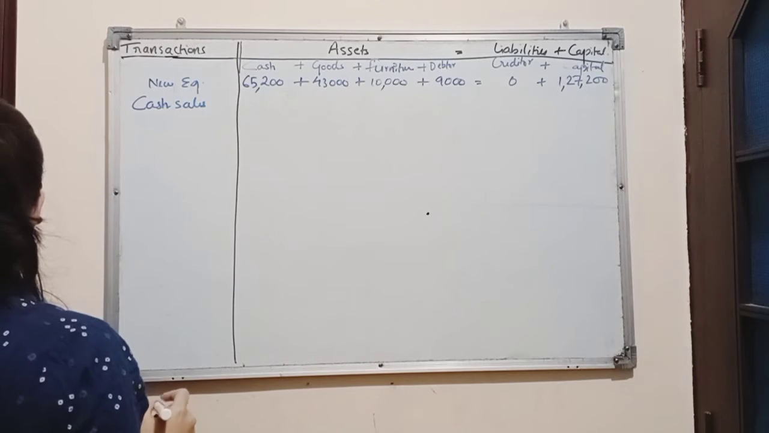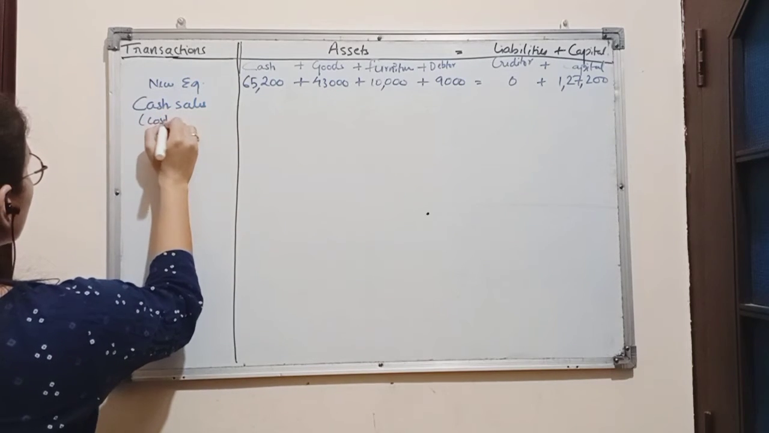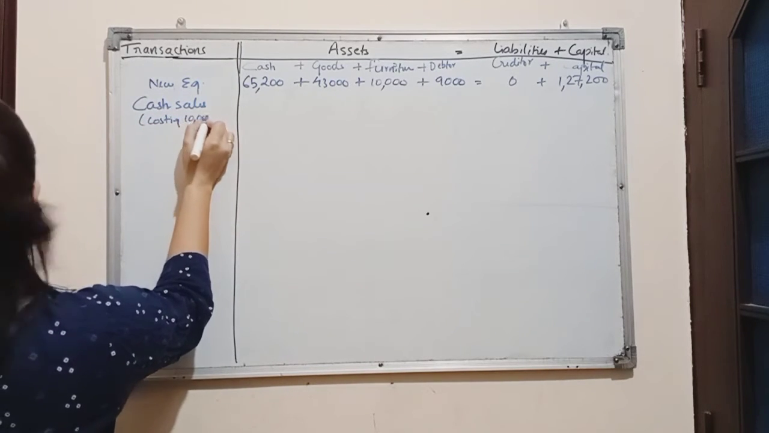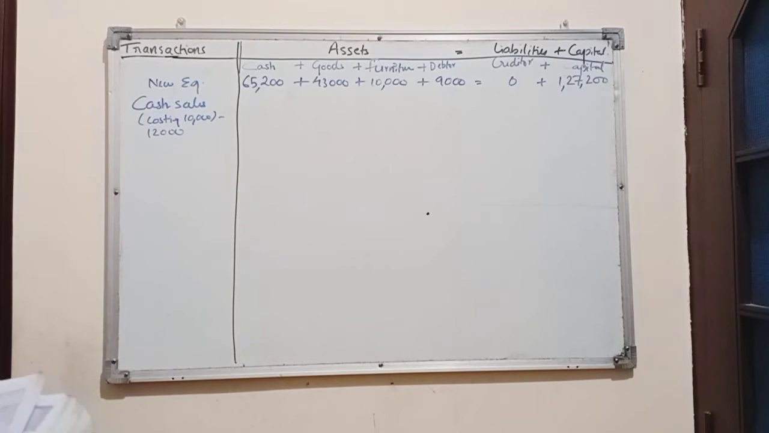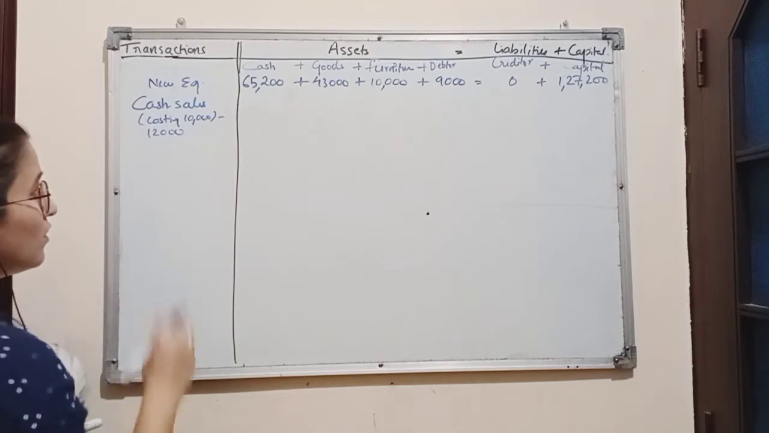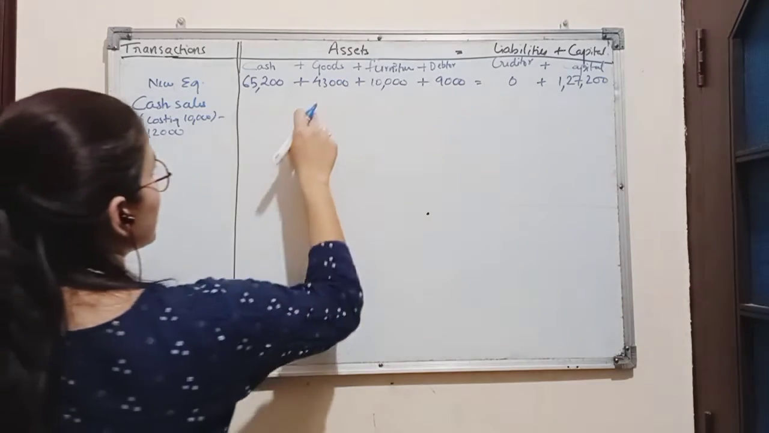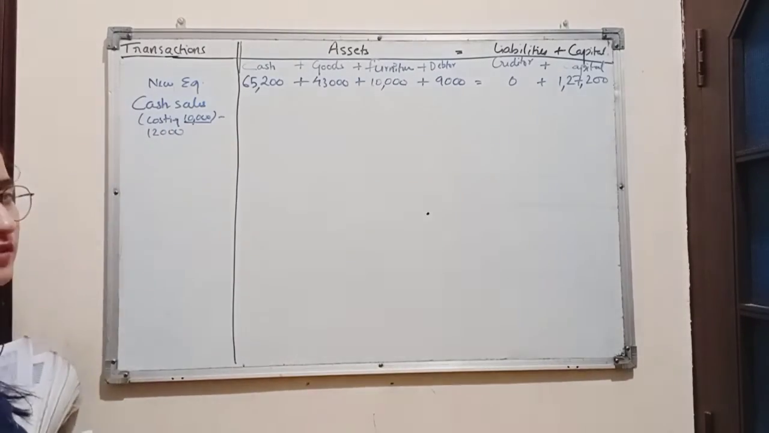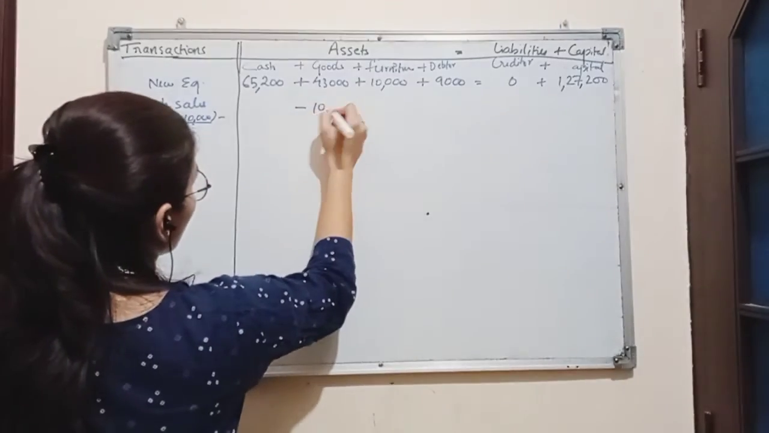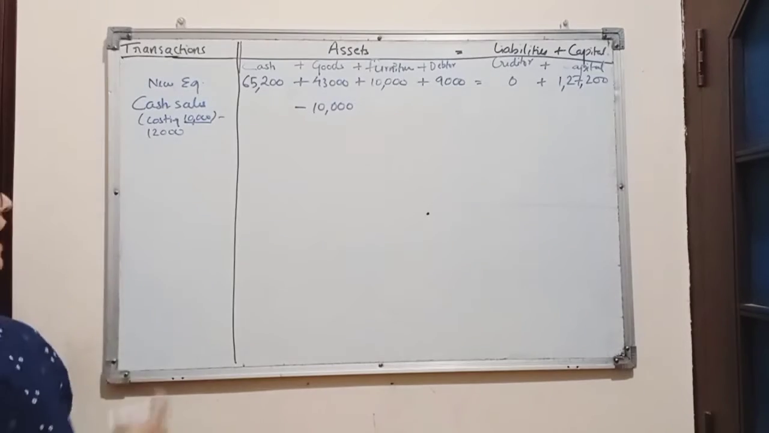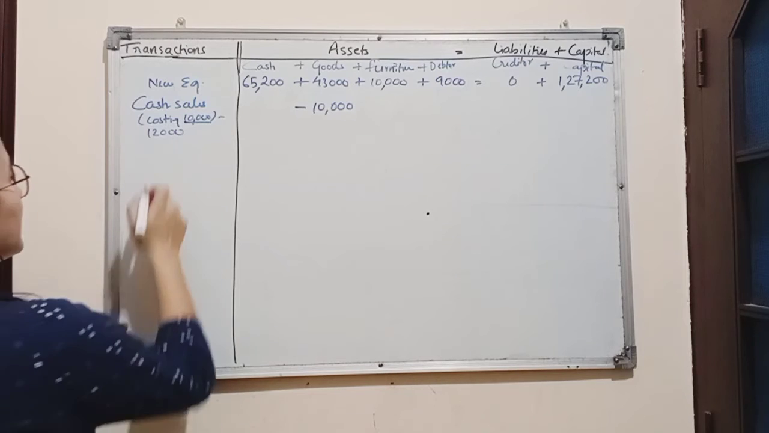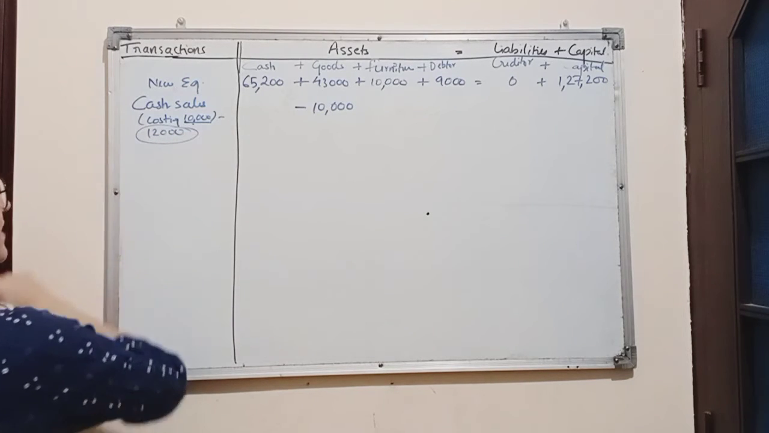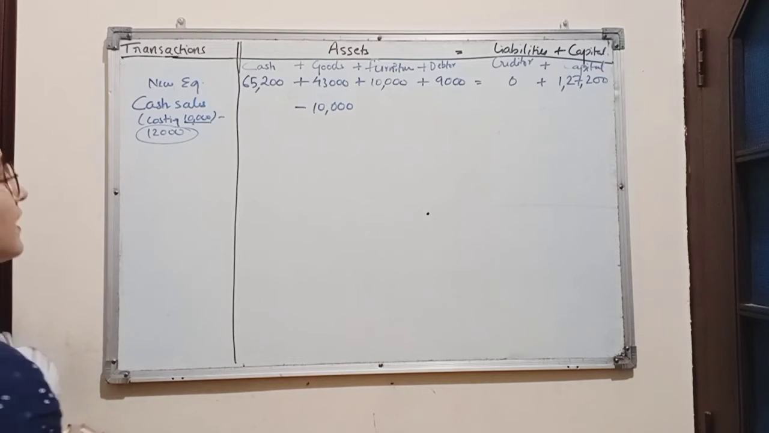Now our next transaction is cash sales. That means goods have been sold for cash. Goods costing 10,000 have been sold for 12,000. So here, as we know, goods have been sold. That means there will be a decline in the value of goods. 10,000 goods have been sold, so we will deduct this amount from the goods column, and it has been sold for 12,000. That means we have received 12,000 in cash.